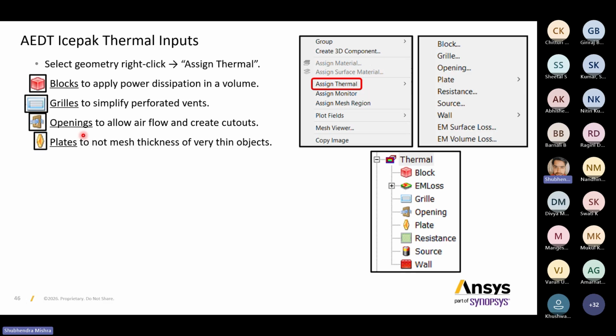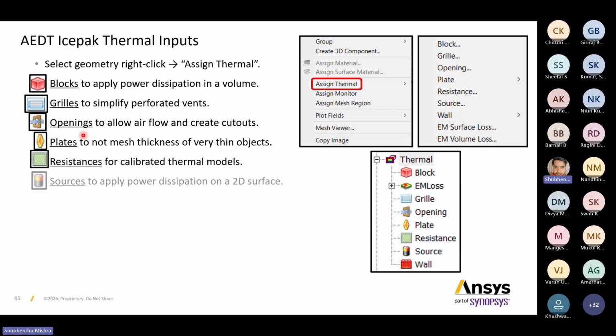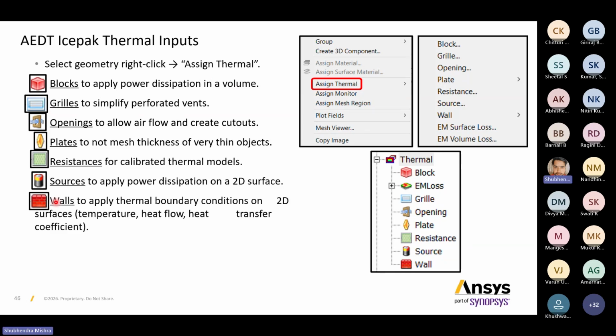Plates are used where I don't need to worry about the meshing. For very thin objects, we will apply the plates. Resistance is for calibrated thermal models. Sources are used for 2D surfaces: when I was assigning the power distribution in the volume I gave blocks, but for 2D surfaces we will give sources. Walls are for thermal boundary conditions on 2D surfaces. If I want to evaluate the whole radiation and all in one system, I will assign a wall.